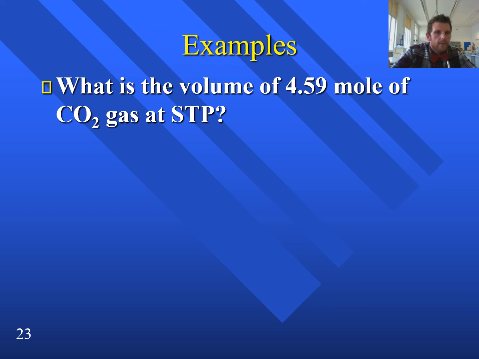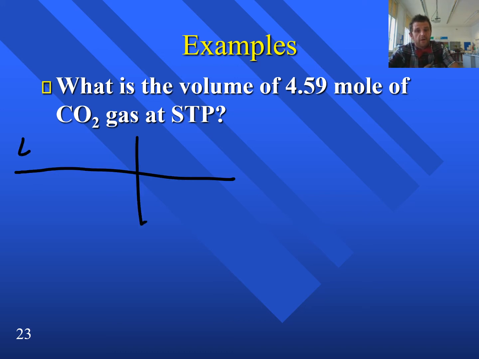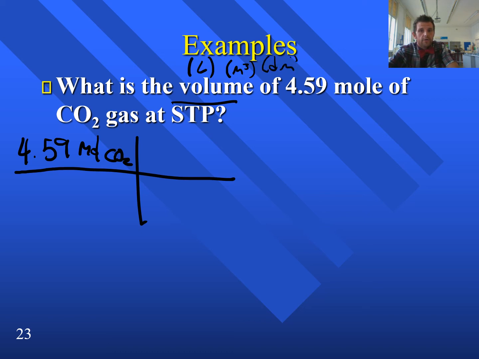Let's go one more. So for example, what is the volume of 4.59 moles of carbon dioxide gas at STP? Same type of problem. Set up your conversion chart. We know 4.59 moles of CO2, and we want to know the volume. Whenever you see that, you need to be thinking liters, or the IB will also use meters cubed or decimeters. I want you to just get used to the idea of this conversion chart, and then we'll talk about the correct units of gas and how to switch between volumes later on.